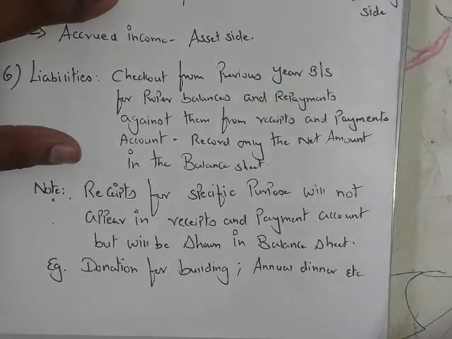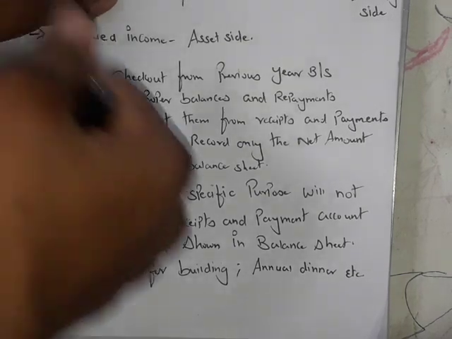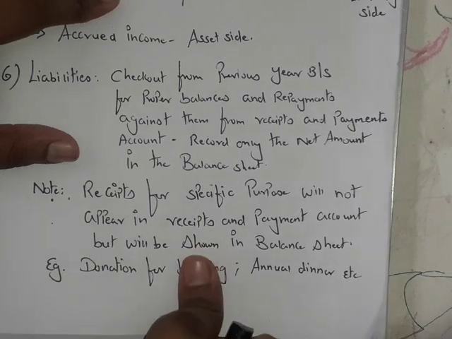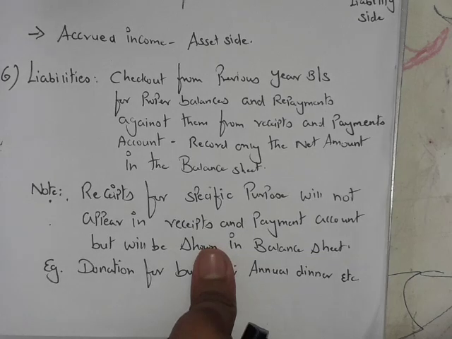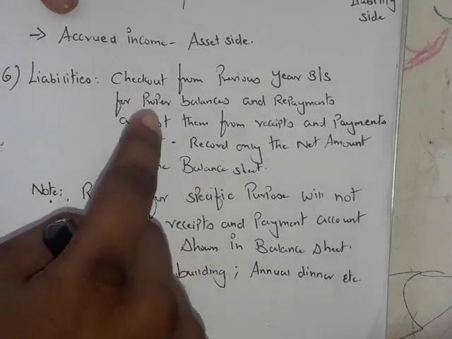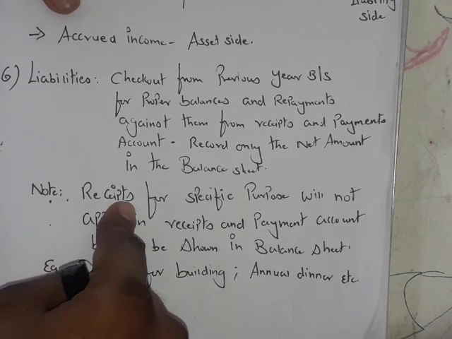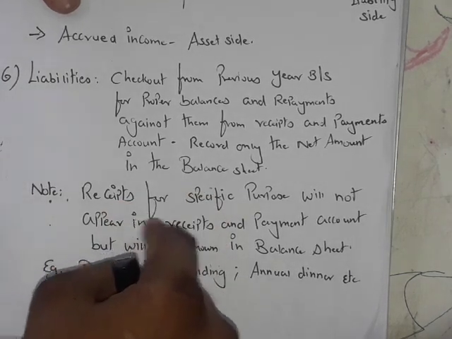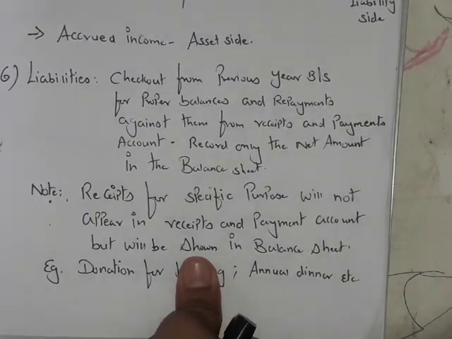There are two types of donations: general donation and specific donation. In the same way, grants are also of two types, general grant and specific grant. Whenever we receive any specific receipt, that is donations or any funds for a specific purpose, it will not appear in your receipts and payment account but will be shown in your balance sheet.